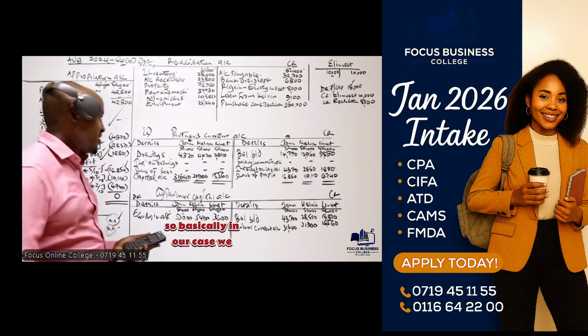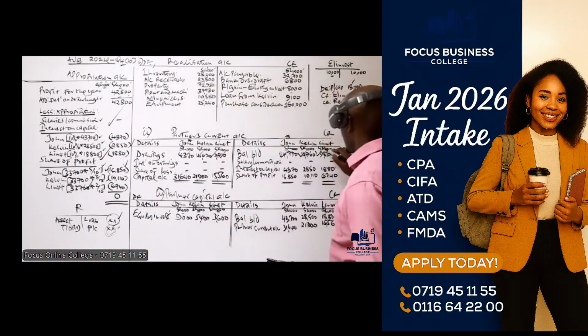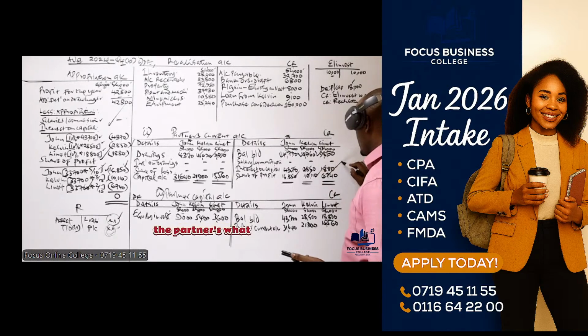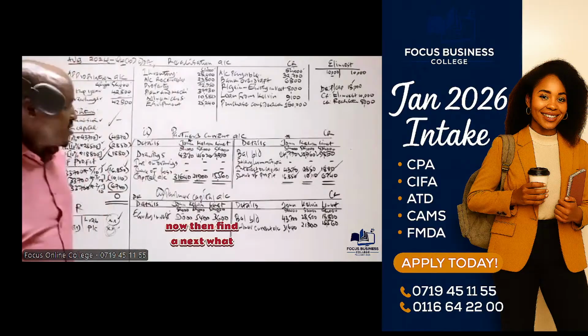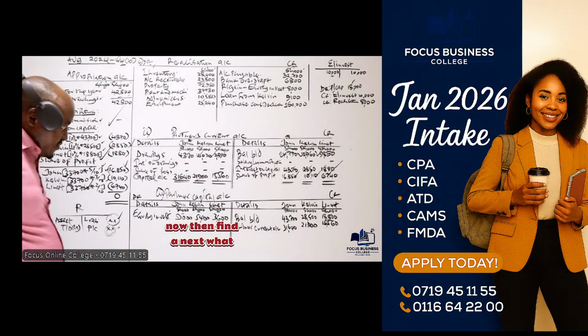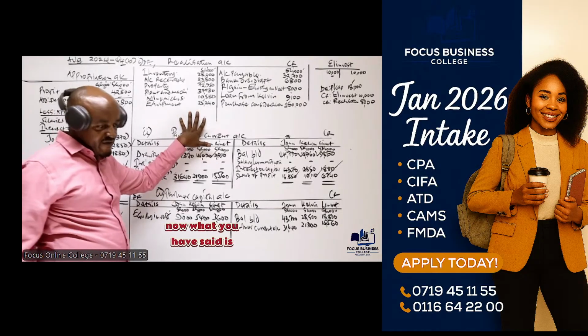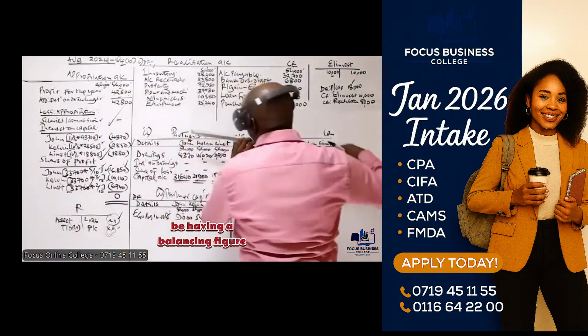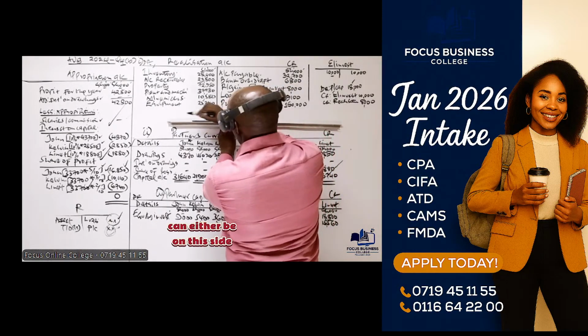Yes. So in our case, we are done with this account. This is what was required in the partner's current account. Next, what we need to do is balance this account. What you have said is that this account will have a balancing figure, and the balancing figure can either be on this side.